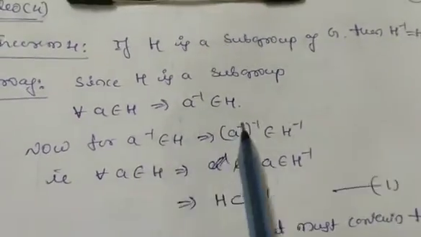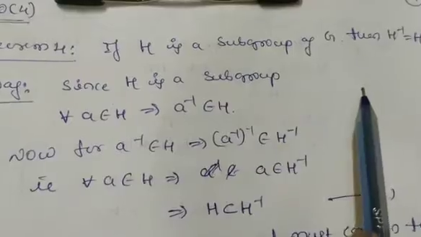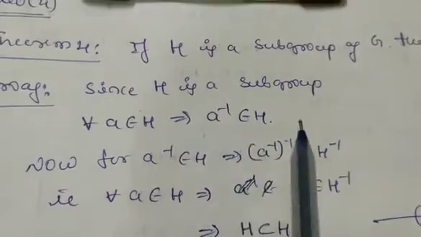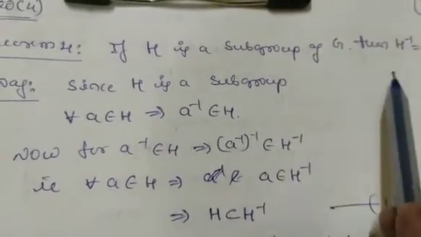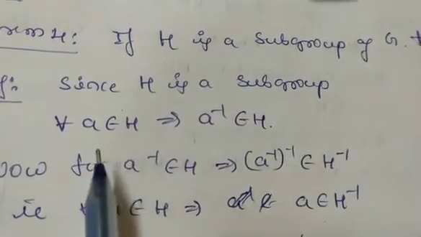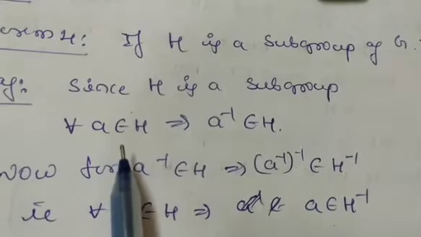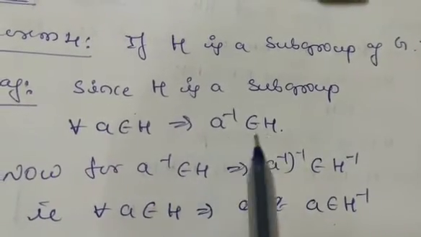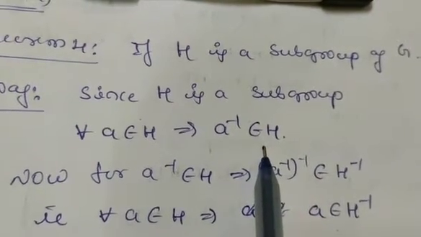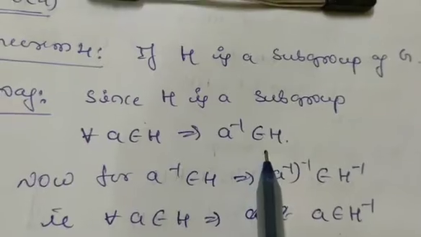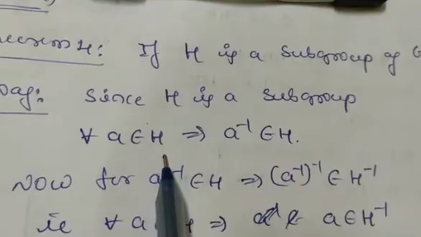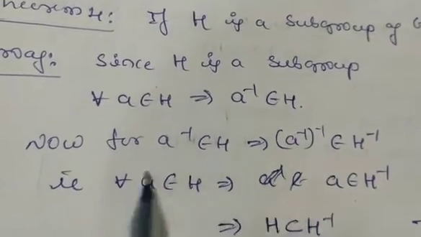If H is a subgroup of G, then H inverse is equal to H. Take the proof. Since H is a subgroup of G, we have to prove that H inverse is equal to H. Since H is a subgroup, for all a belongs to H, a inverse also belongs to H, because by the definition of a subgroup, if an element belongs to the group, then its inverse is also in that group. So for all a belongs to H, a inverse also belongs to H.